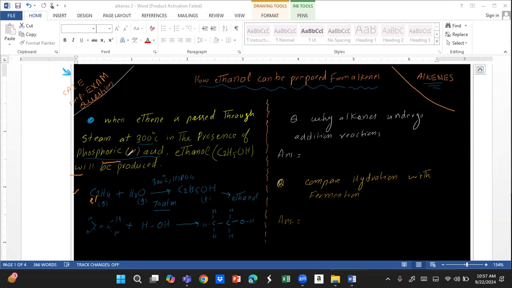Please don't forget to write this V, because this is the oxidation state of phosphorus. It may have an oxidation state of +5 as well as -3. Normally it is -3, but sometimes it does have +5, like phosphoric(V) acid. So what will be produced when ethene is passed through steam? Ethanol will be produced, C2H5OH.